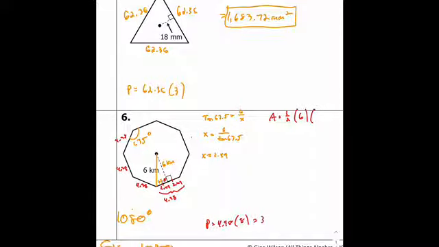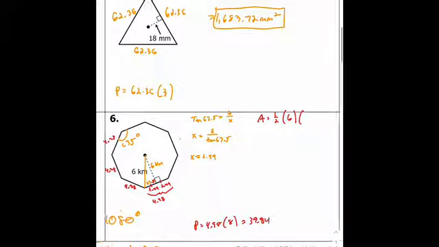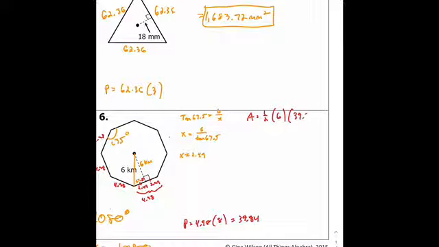39.84. So that is going to give us 119.52 kilometers squared. Nice. Cool.